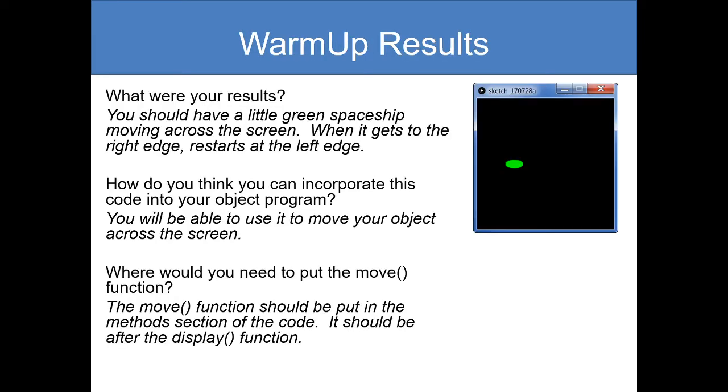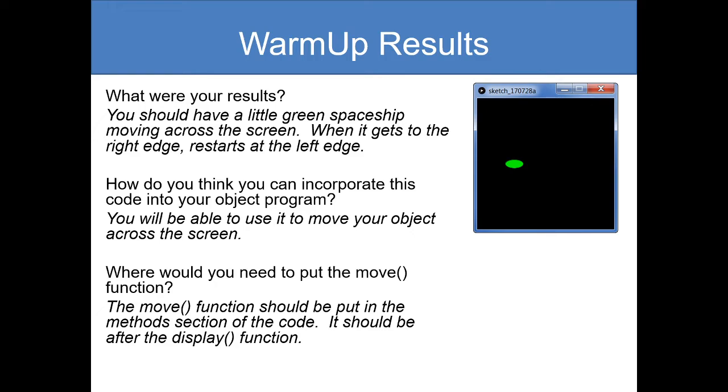So in the warm-up, what you should have gotten is a little green UFO-type thing going across the screen, and whenever it got to that far right edge, it should restart at the left-hand side. It's almost like it's wrapping around. How do you think this can be incorporated into your object program? You're going to be able to use it to help your object move across the screen.